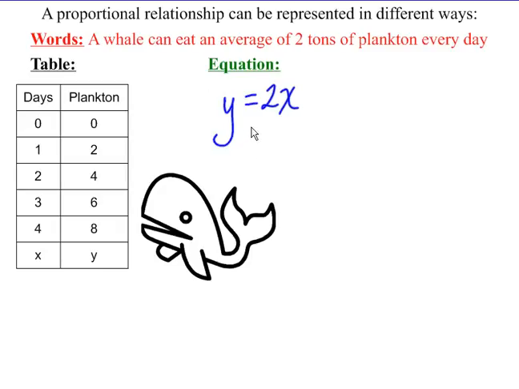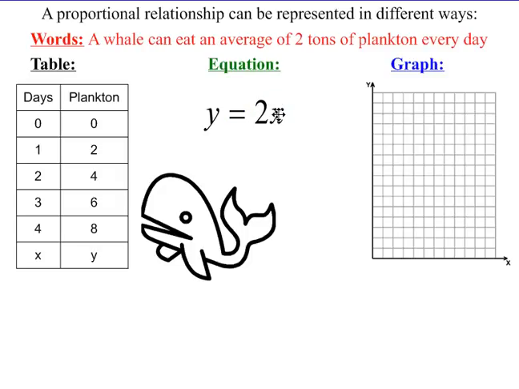And when we look at the equation, this number, this constant that is associated with the x, which is the independent variable, we can see that that's where the relationship lies, or that's where the change occurs. Now, the last thing we want to look at is doing it via a graph. When we graph something, we want to make sure that we follow certain rules of graphing. One is we want to label the axes with words, not just x and y. So in this instance, because we have days and plankton, we're going to label the independent, or the x-axis, days, and the y-axis, tons of plankton.